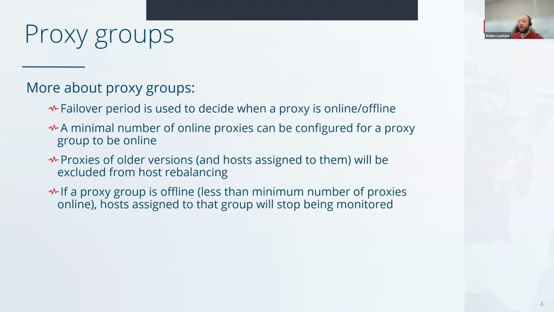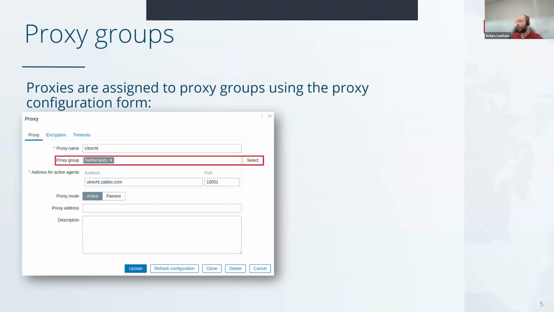Proxies of older versions will be excluded from rebalancing, so this is supported only from 7.0 and onwards. Then if a proxy group is offline, as I said, hosts assigned to that group will stop being rebalanced, not necessarily monitored. So if hosts are stuck to an offline proxy, they will not be rebalanced and they will not be monitored. If hosts are assigned to a proxy that is online, they will continue to be monitored by that proxy. So over here, once again, we can see a host and we assign it to a proxy group. And we have a couple of parameters. We'll look at them in the practical part of this workshop.